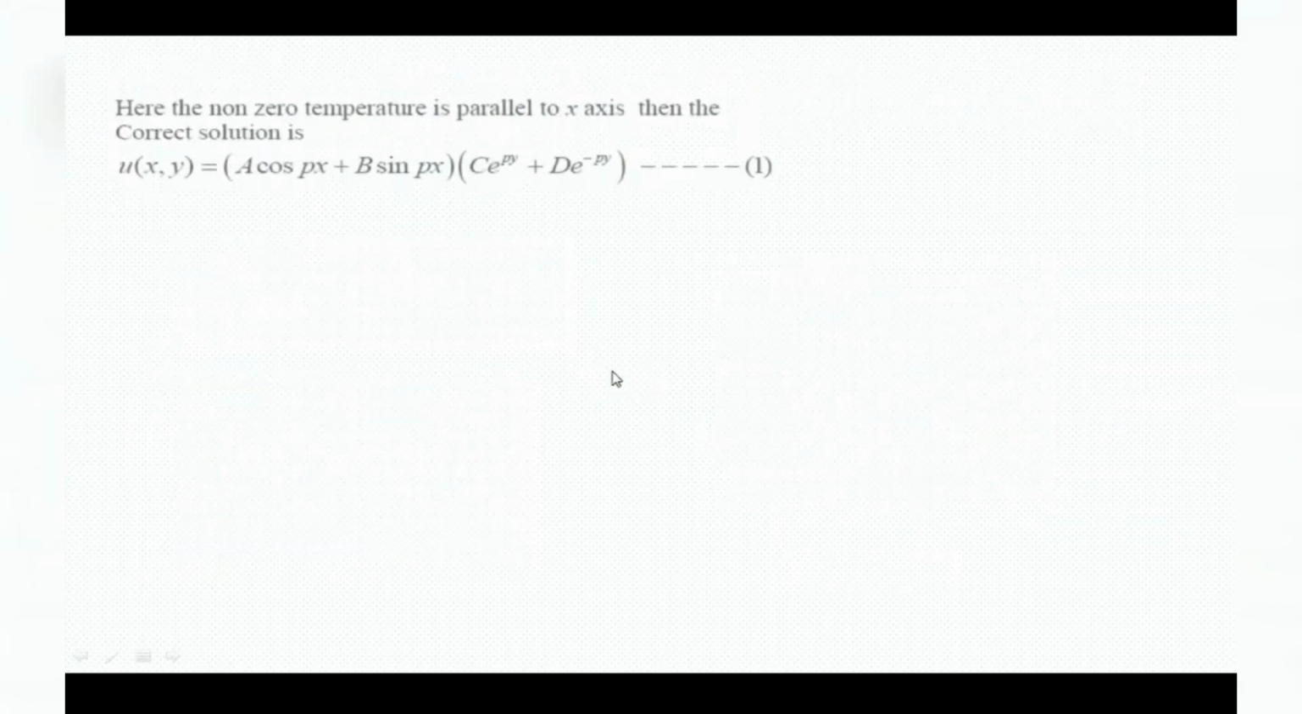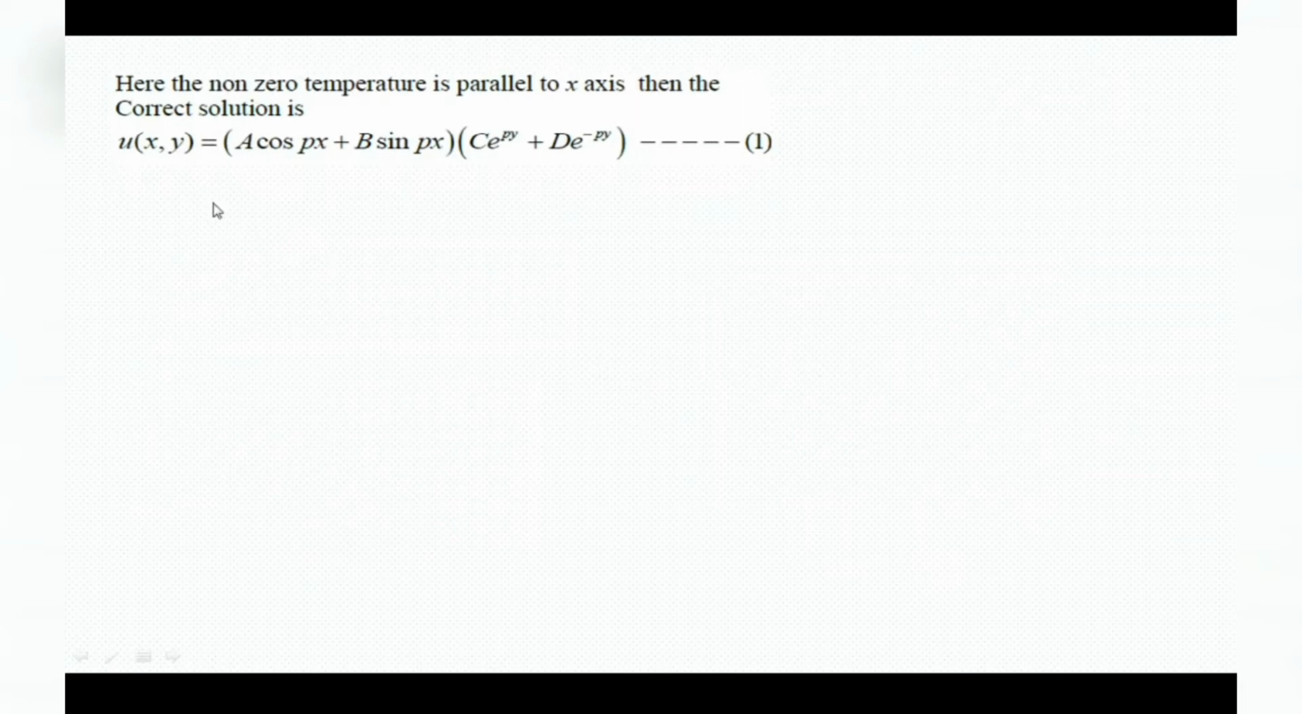Let us choose the suitable solution for this. Since our non-zero boundary condition is on the upper horizontal, which is parallel to the x-axis, we have to choose the solution which is periodic in terms of x. If it were parallel to the y-axis, then we would choose the solution which is periodic in terms of y. Since the non-zero temperature is parallel to the x-axis, we have chosen this as the correct solution. Let us substitute the boundary conditions one by one and see what the solution is at each step.